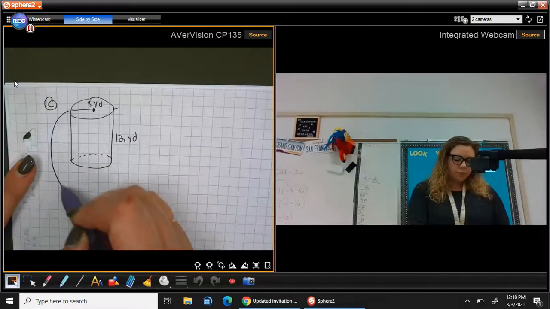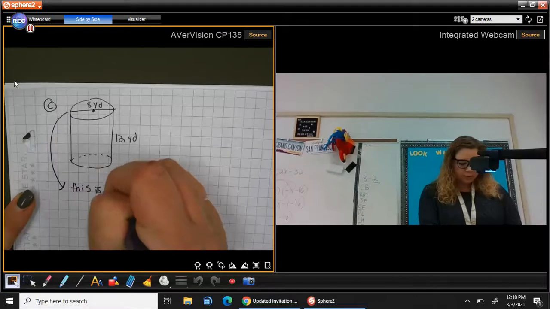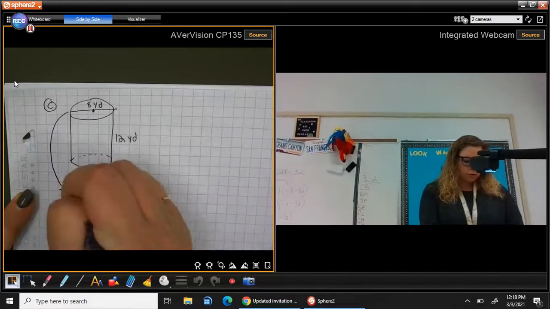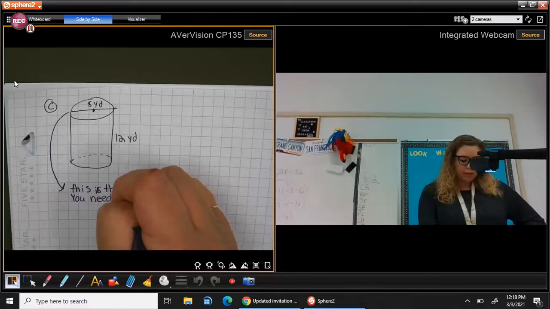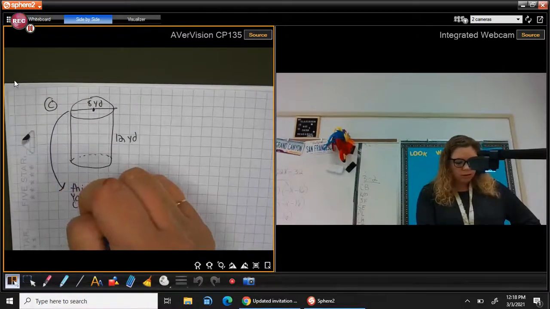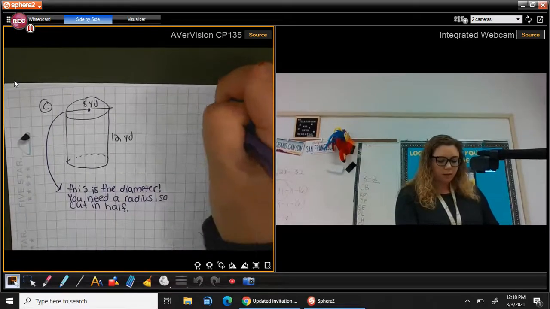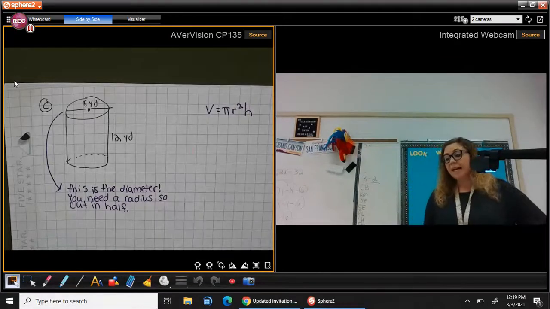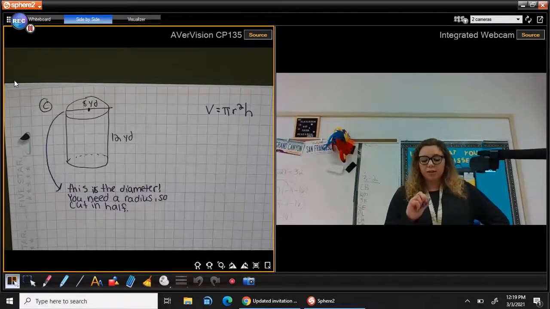So this is called a diameter. You need a radius, so cut it in half. Because if you're trying to find the volume, it's pi r squared h. Okay, r stands for radius. It does not stand for diameter. If you plug 8 in for r, you're going to get it wrong, because it wants the radius.